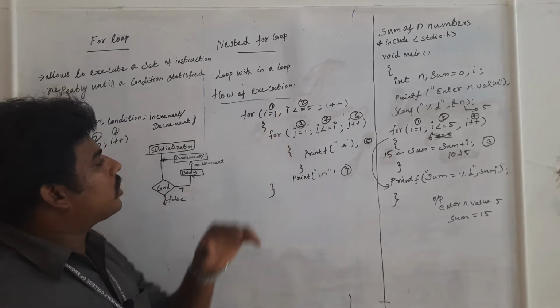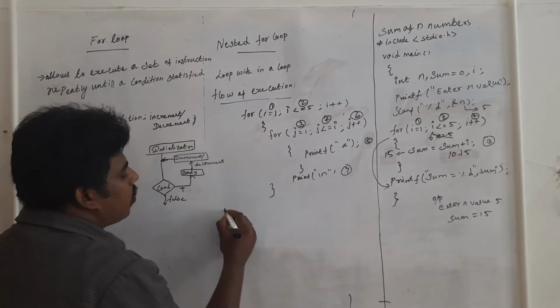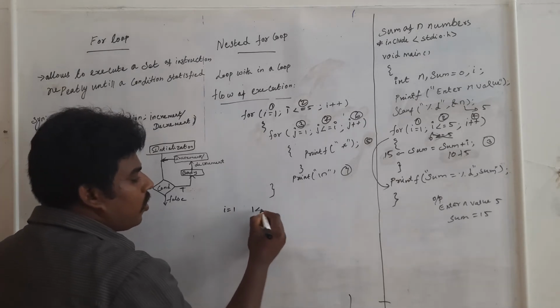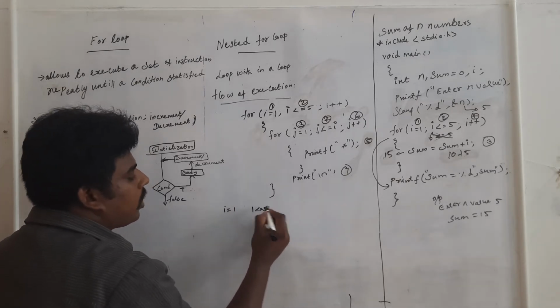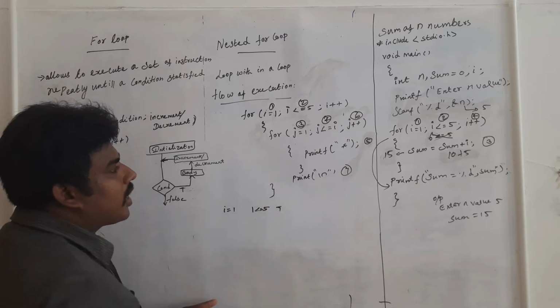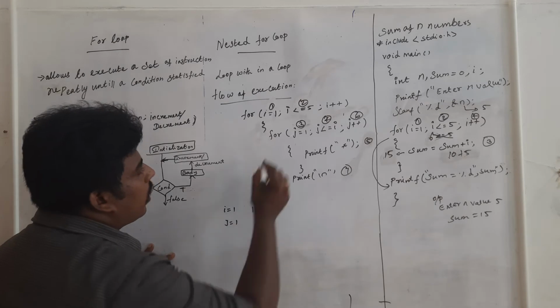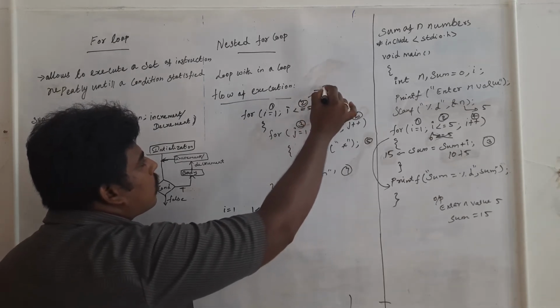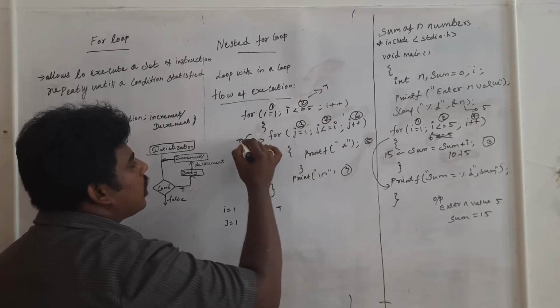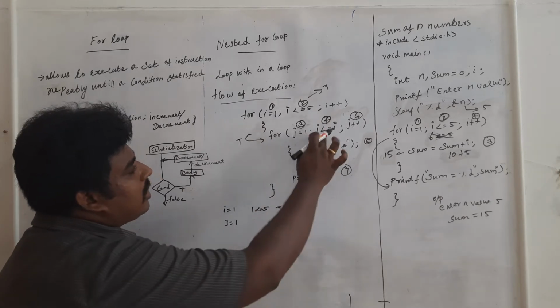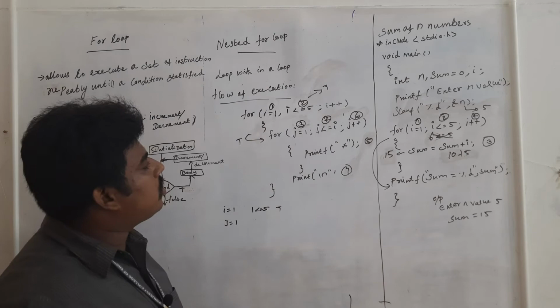See here. First, what's the i value? i equal to 1. i less than or equal to 5. What's the i value? 1 less than or equal to 5. The condition is true. If the condition is true, it will come to j equal to 1. j equal to 1 and j less than or equal to i. Whether this condition is true or false.